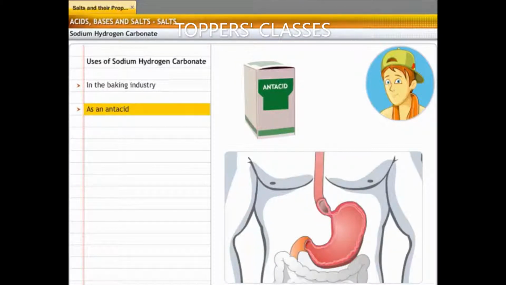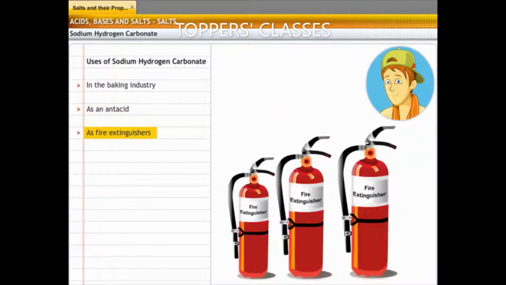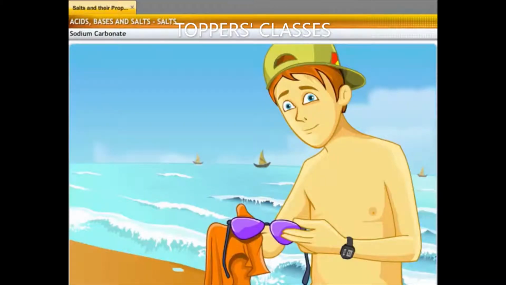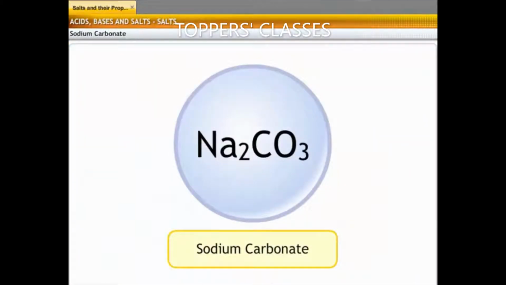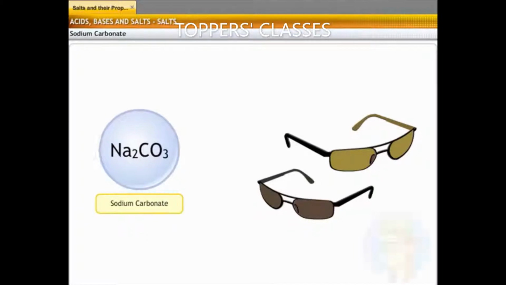Apart from that, it is even used in soda acid fire extinguishers, which we usually come across in the multi-storied malls. That's right. Do you know how glass is made? No idea. Sodium carbonate is used to manufacture glass.